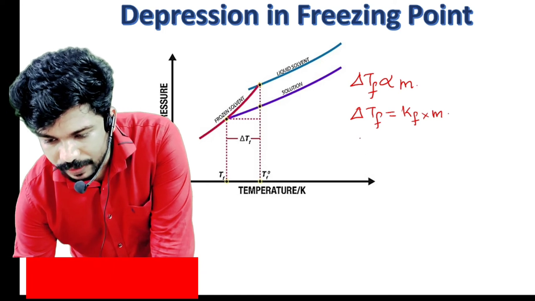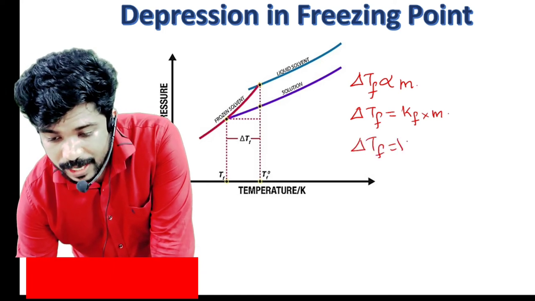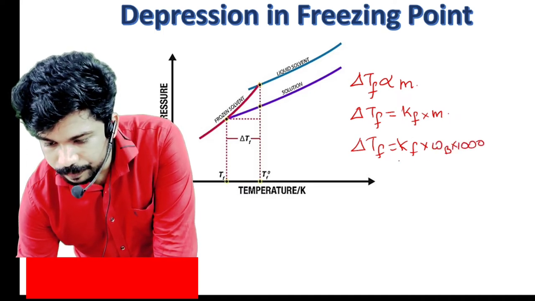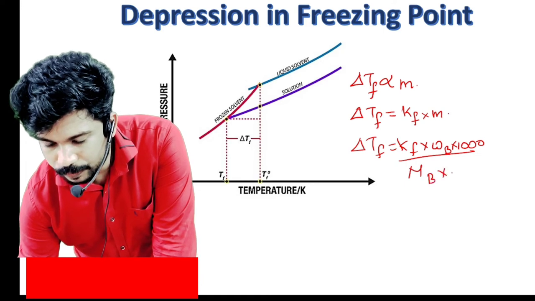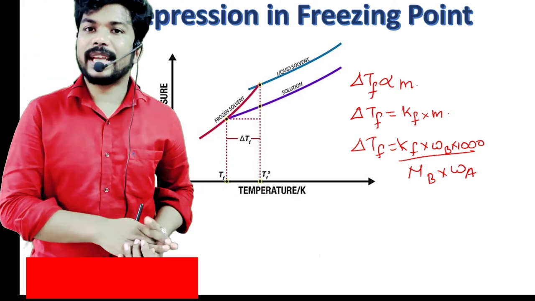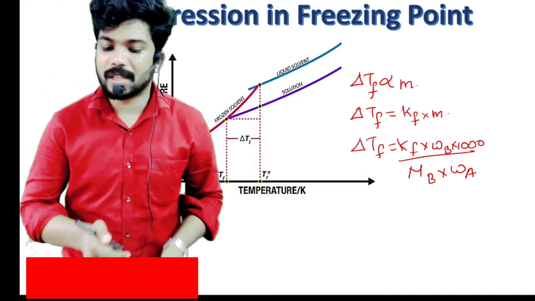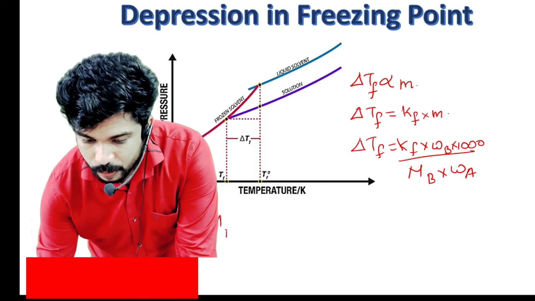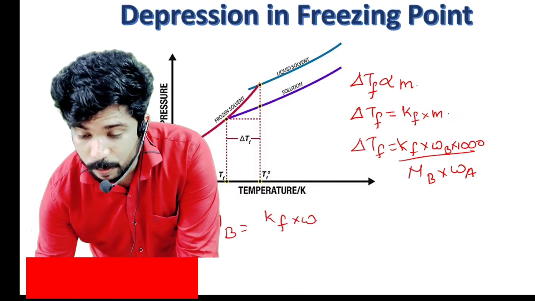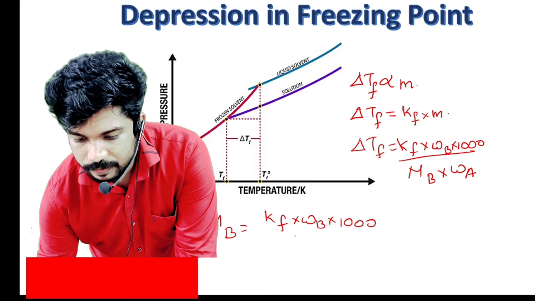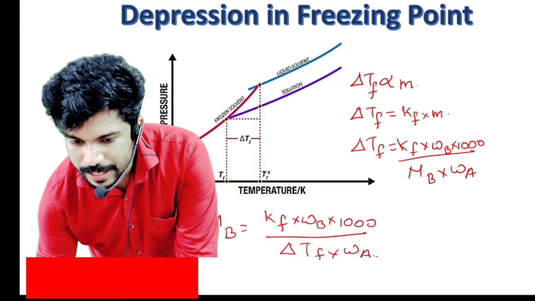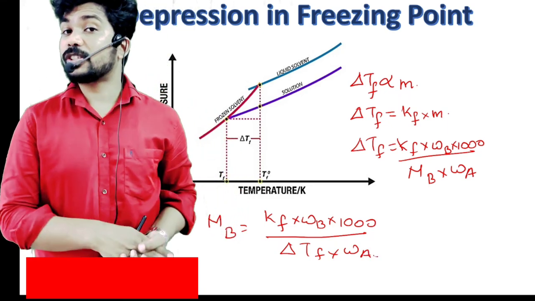And you know the value of m, that is delta TF is equal to KF into WB into 1000 divided by MB into WA. In every colligative property case we need to find out the molecular mass of the solute, that is MB. So the equation MB will be equal to KF into WB into 1000 divided by delta TF into WA. So this is the final equation in the case of depression in freezing point.